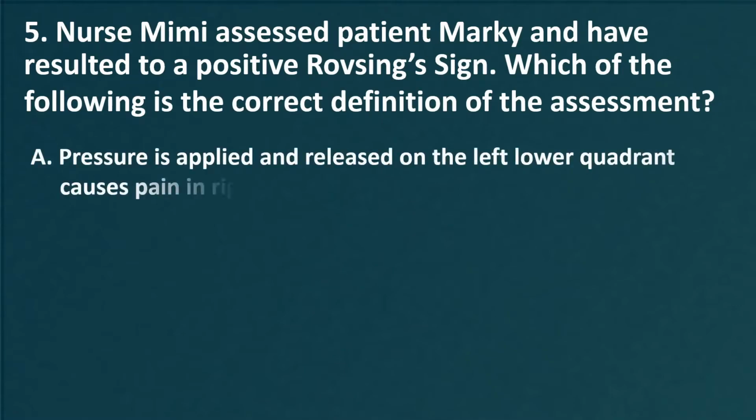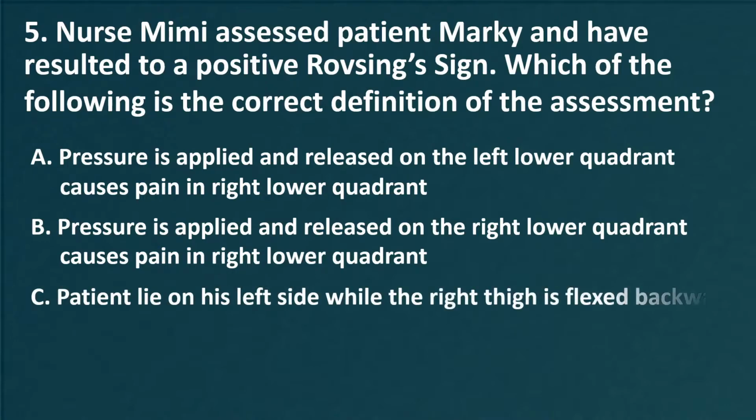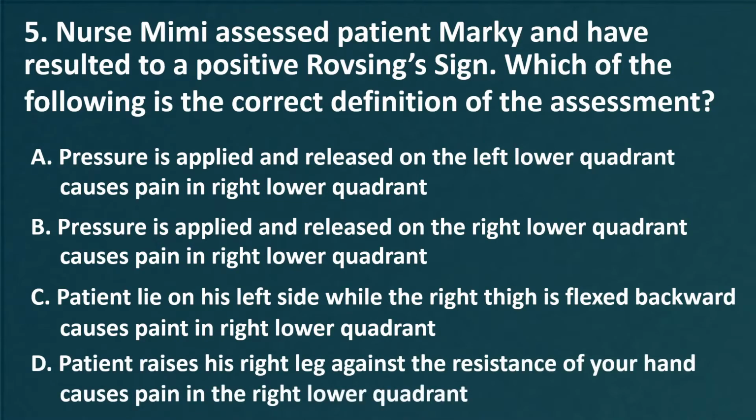A. Pressure is applied and released on the left lower quadrant causes pain in right lower quadrant. B. Pressure is applied and released on the right lower quadrant causes pain in right lower quadrant. C. Patient lies on his left side while the right thigh is flexed backward causes pain in right lower quadrant. D. Patient raises his right leg against the resistance of your hand causes pain in the right lower quadrant.